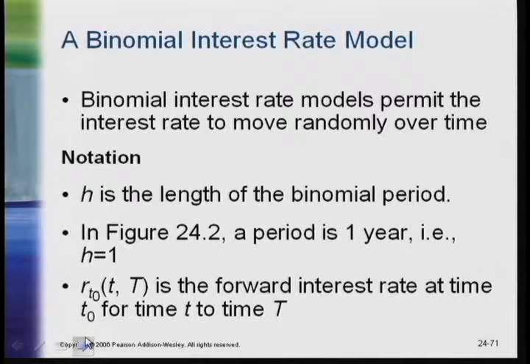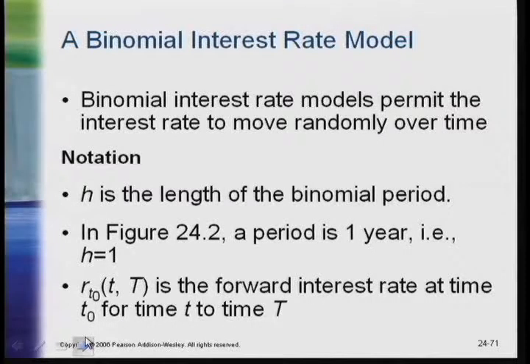So binomial interest rate models permit interest rates to move randomly over time and have many of the same properties as a binomial stock price model. We need a period of time for the length of the binomial period. Again, we'll denote it by H. And in a figure we're going to look at in a moment, there's an assumed H of 1. So we'll need to keep that in mind, that in some of the formulas based on that exemplified lattice, H is 1. And in general lattices where H is not 1, we'll need to make an adjustment in the formulas, and I'll bring that up later.